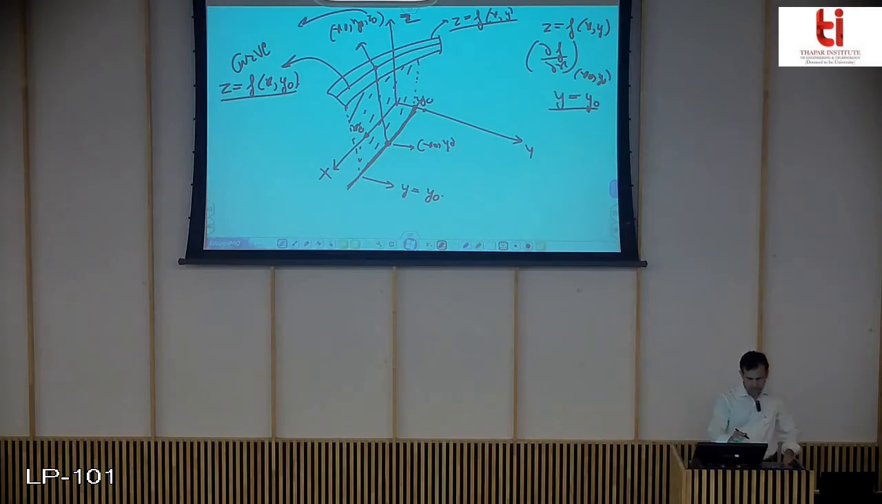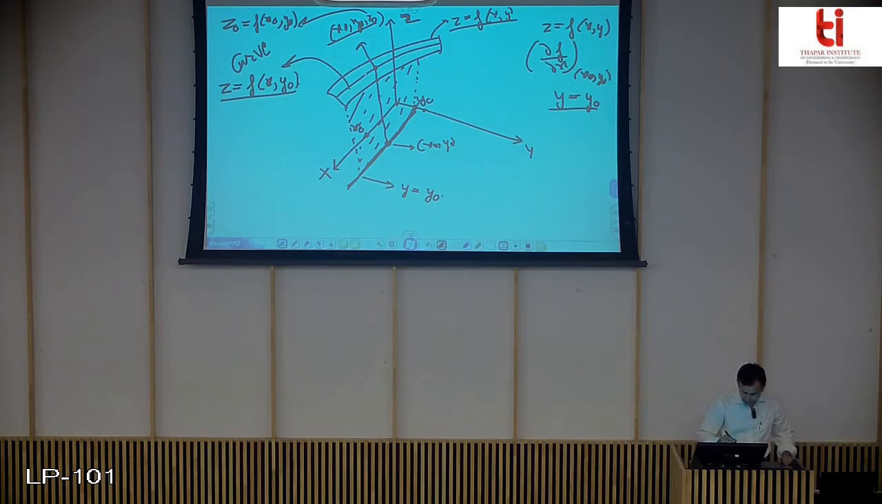Where this z naught comes from: the value you get by putting x equals x naught, y equals y naught in the function f(x, y). So now you can see this point (x naught, y naught, z naught), which is above the point (x naught, y naught) in the xy plane and lying on the curve C. The curve C, or z equals f(x, y naught), is obtained by the intersection of the plane y equals y naught and the surface z equals f(x, y).